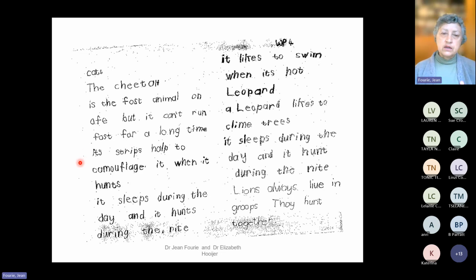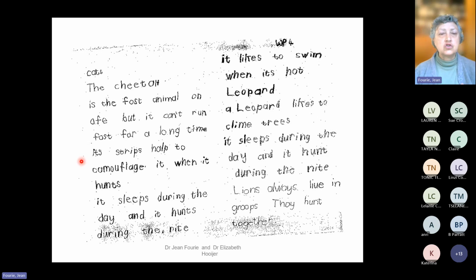What else are we going to write about? We're going to write about stripes that animals have that help to camouflage them. Wow, camouflage. That's a big word. Let's figure out how to spell that word. And then we have a little session and we figure out how to spell the word camouflage.